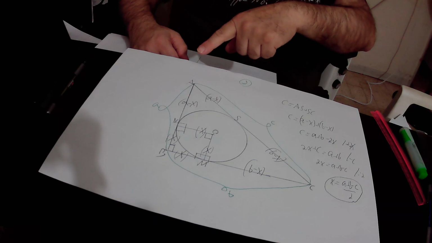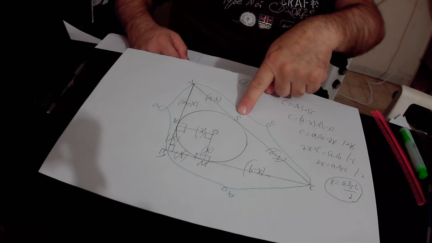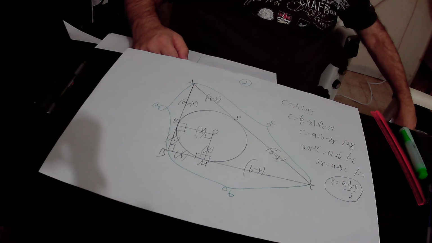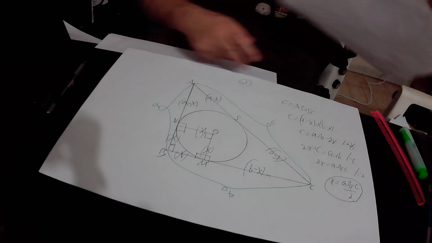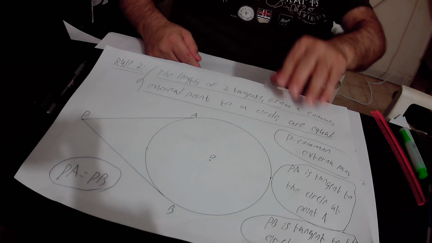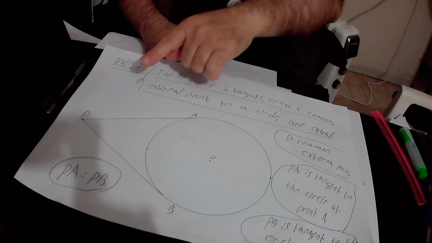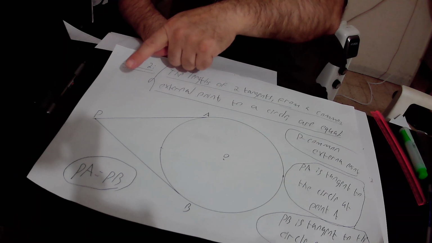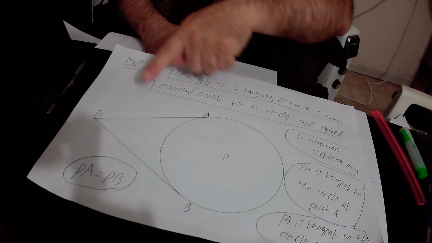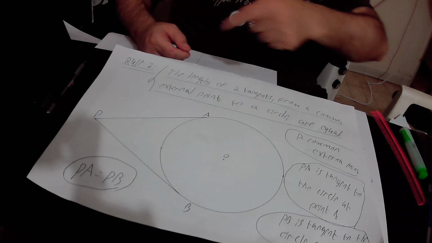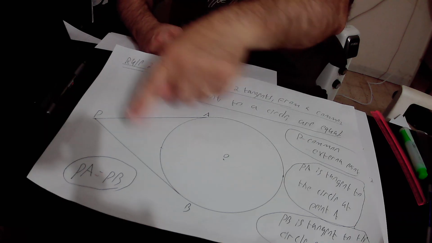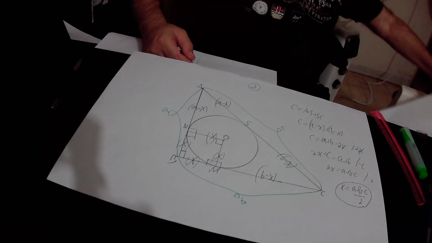Then we define the point of tangency of tangent AC with this circle as S, and then I presented to you rule number 2. According to rule number 2, the lengths of two tangents from a common starting point to a circle are equal. We have the common starting point P. From the common starting point P, we have two tangents to the circle, tangent PA and tangent PB. And according to rule number 2, they are equal to each other. That is to say PA equals PB.